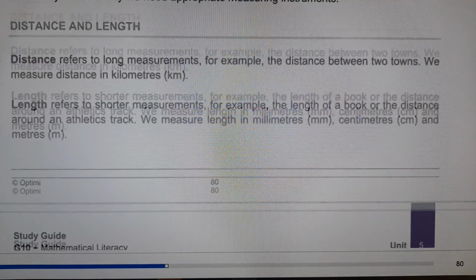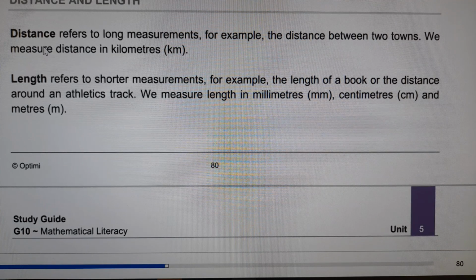Okay, so let's look at the distance and the length. You need to know these definitions. Distance refers to long measurements. For example, the distance between two towns, we measure distance in kilometers. So distance is for long measurements and it is in kilometers. And then length refers to shorter measurements. For example, the length of a book or the distance around an athletics track. We measure length in millimeters, centimeters, and meters.